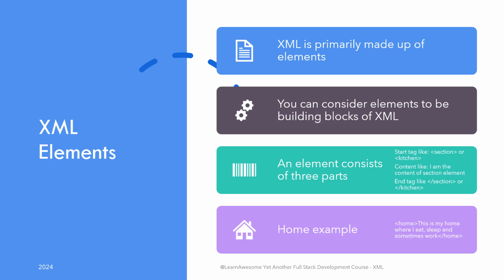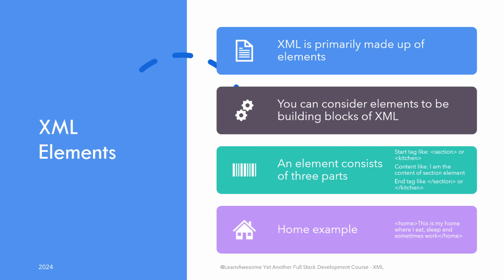So you might have understood elements are the basic building blocks of XML. They consist of three parts. A start tag, which looks like a tag name enclosed in left and right arrows, like section or kitchen. Content, such as "I'm content of section element." And lastly, the end tag indicating the end of the element. Same as the start tag, but with a forward slash after the left arrow.